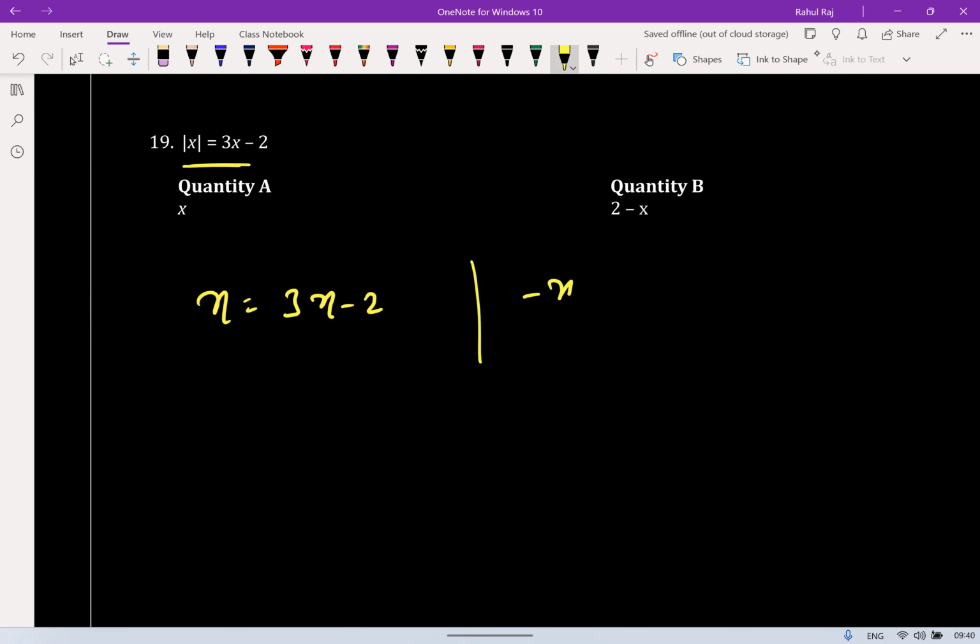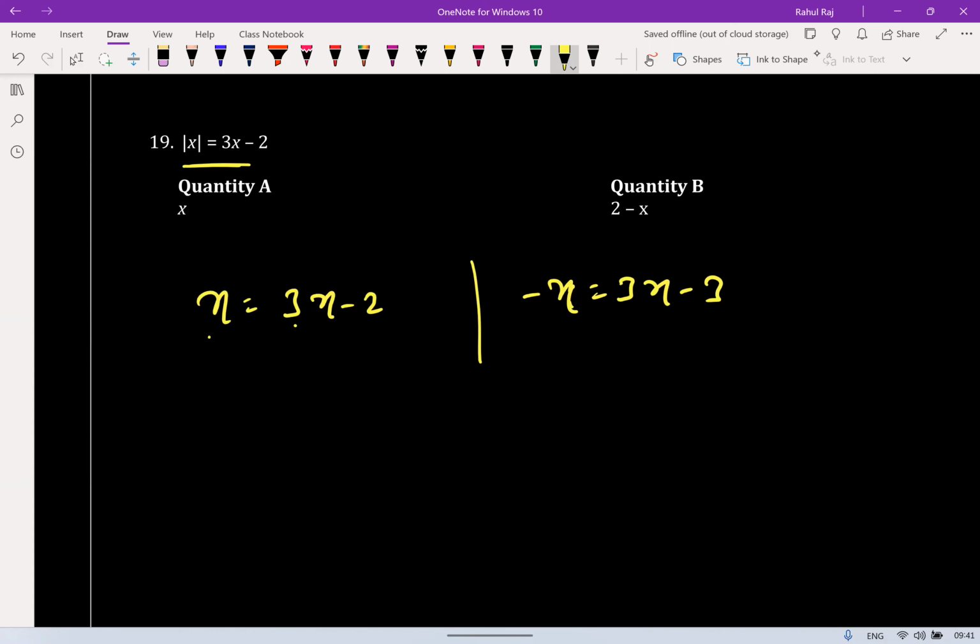Another thing should be minus x is equal to 3x minus 2. Now you get two values, you check the validity. That's all. Always, because remember that mod always gives you two solutions. It might be a possibility that one is valid, one is not. So the value of both, in both cases, you're getting x as 1. Now, if x is 1, the quantities A and B are equal, so the answer is C.